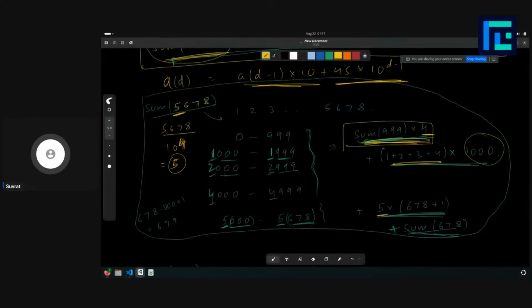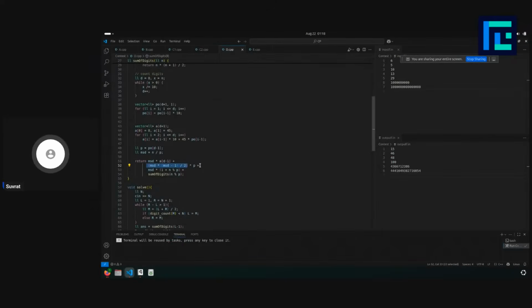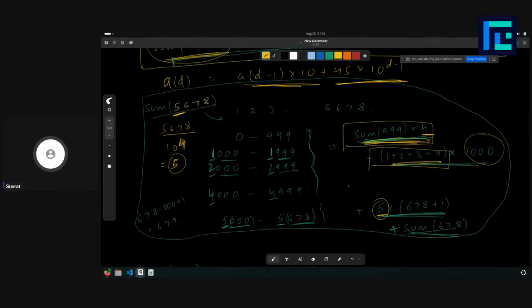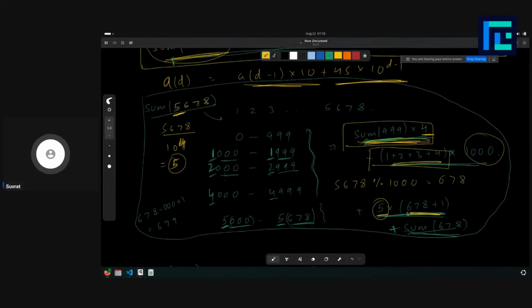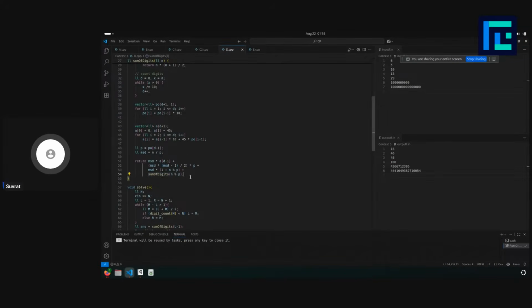then this thing, sum till MSD minus 1, then into p, which is nothing but po of d minus 1, 10 to the power d minus 1, and then MSD, then 1 plus n percentage p, basically 5678 percentage 1000. So this would give me 678. So 1 plus 678, and then plus sum of digits of n percentage p. So plus sum of digits till 678. So this is how our recurrence function is working.